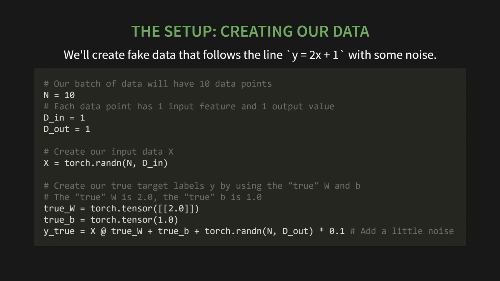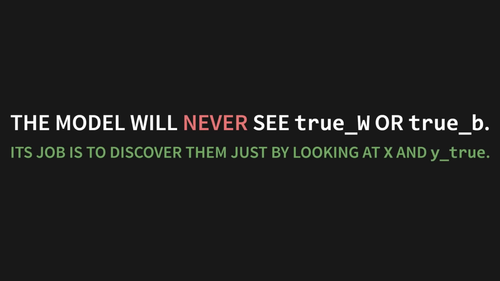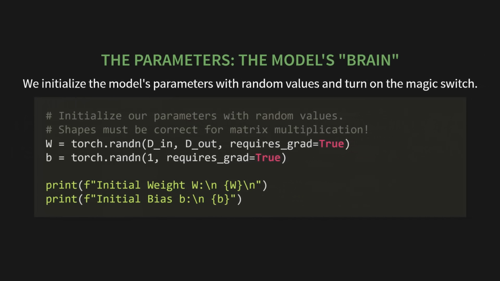So we calculate y_true_n tensors by taking x @ true_w plus true_b, and then we add a little random noise at the end. Now this is crucial. The model will never see true_w or true_b. Its entire job is to discover them just by looking at the input x and the correct answers y_true.